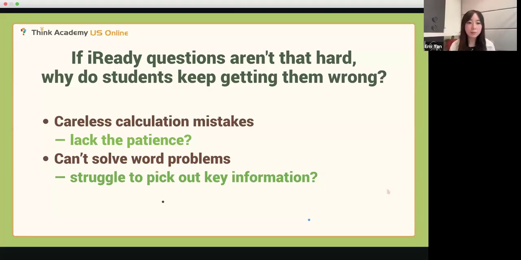So here at Think Academy, we believe there are two major causes. The first is carelessness. The kid is going to be careless when they do the calculation, so they're going to have calculation mistakes. And number two, they cannot solve the word problems. They're not able to pick out the key information given in the long questions.